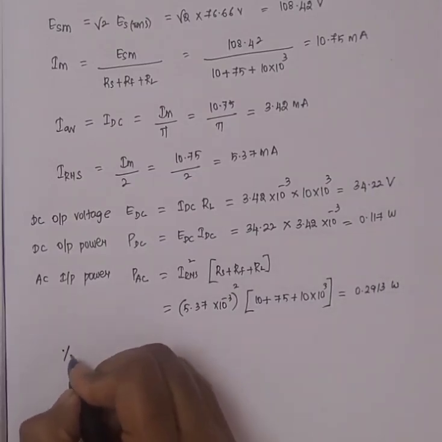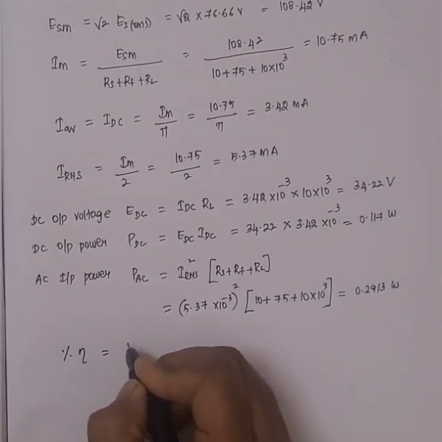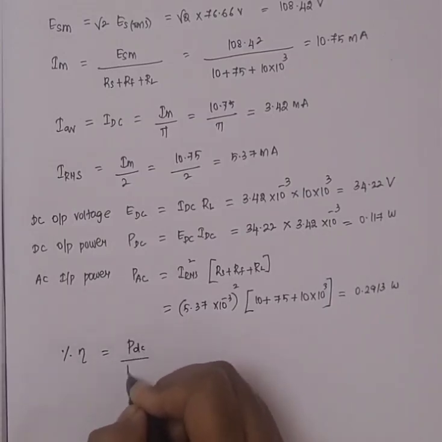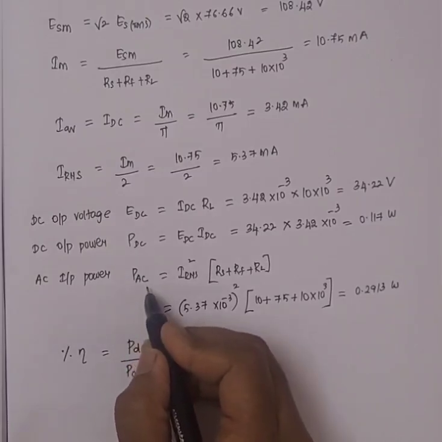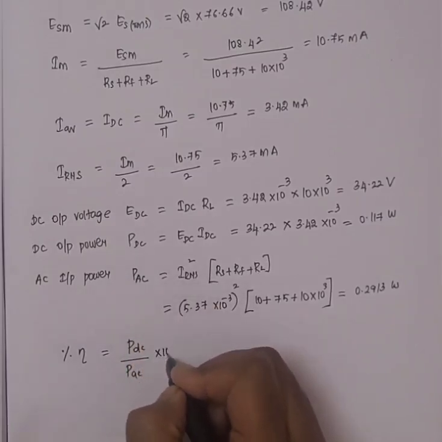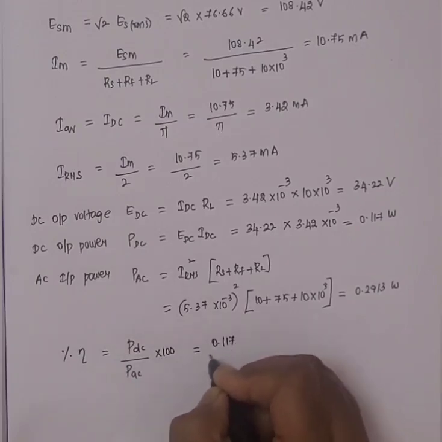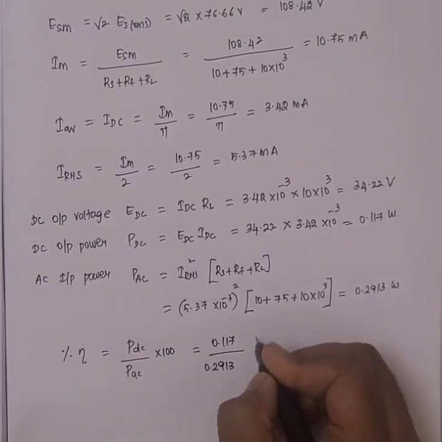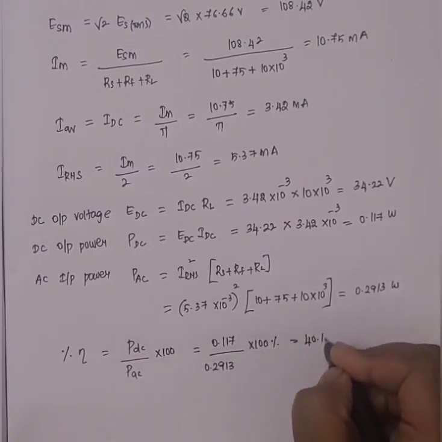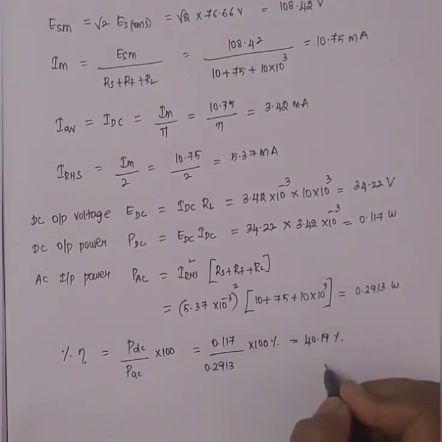Next, we can calculate the percentage efficiency, which is nothing but PDC divided by PAC. This is the reason why we have calculated the value of PAC here, into 100%. So PDC value is 0.117 divided by PAC is 0.2913 into 100%, which is equal to 40.19%. So this refers to the efficiency for the given half wave rectifier.